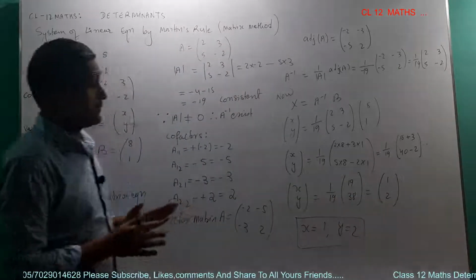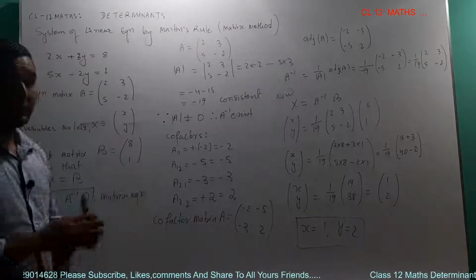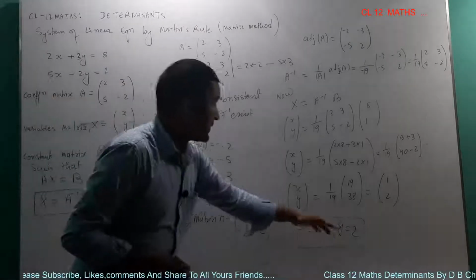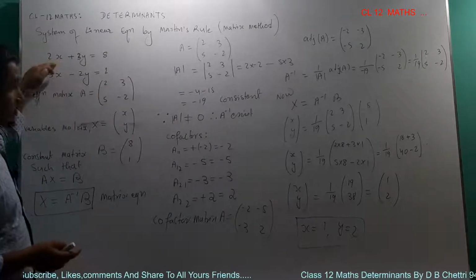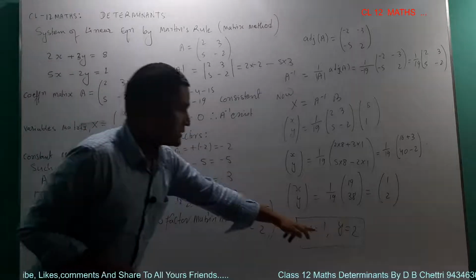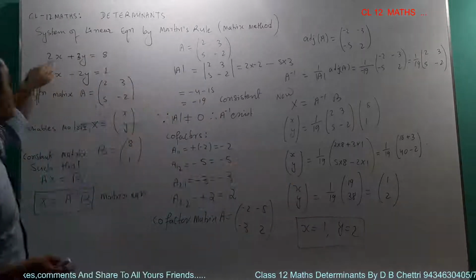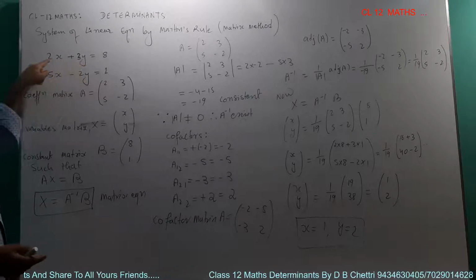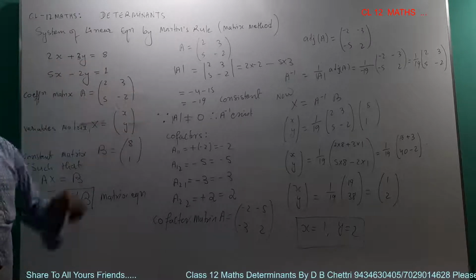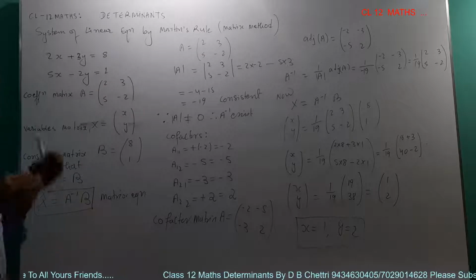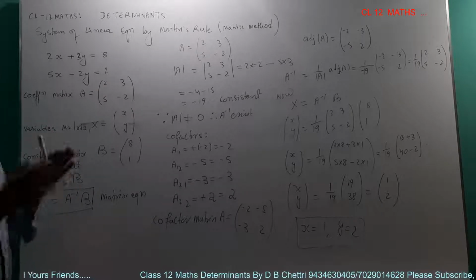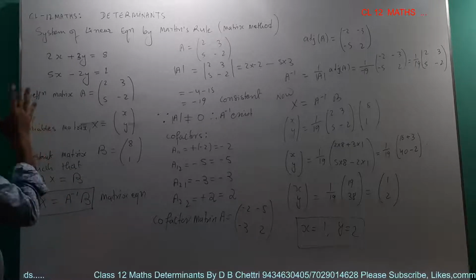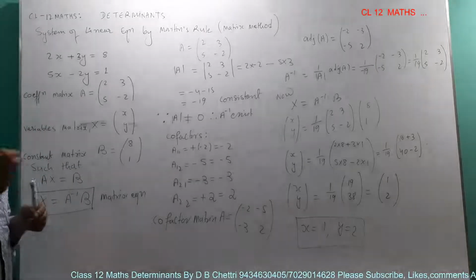After getting the values, if you have a doubt whether this answer is right or wrong, take this answer and substitute it in any one of the equations. Suppose we substitute here, x equals 1, y equals 2. x is 1, 2 1s are 2, y equals 2, 3 2s are 6, 2 plus 6 is 8. That means this answer is right. You can check it. While checking the values, use the simple equation.